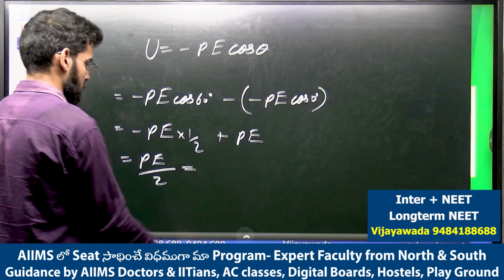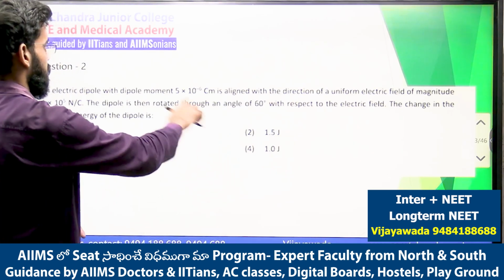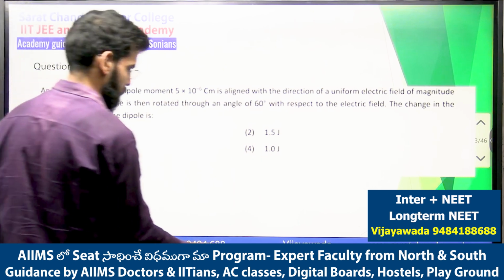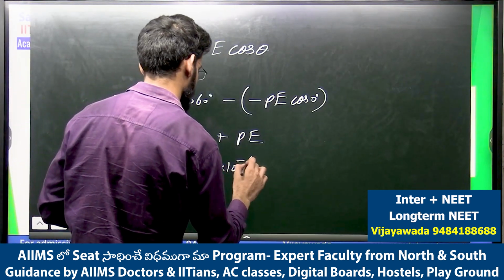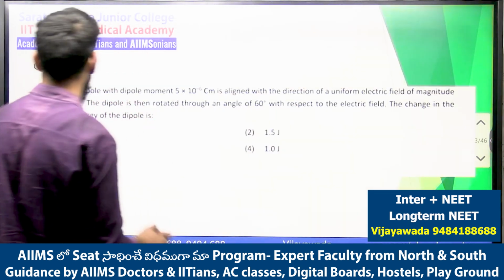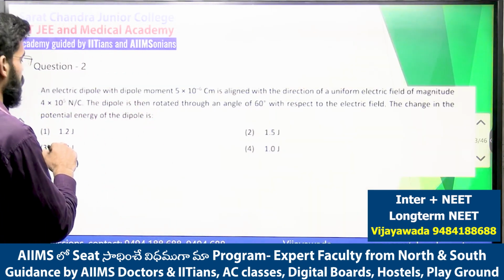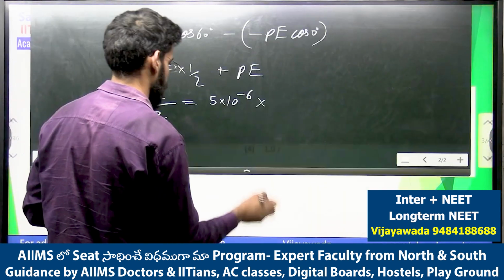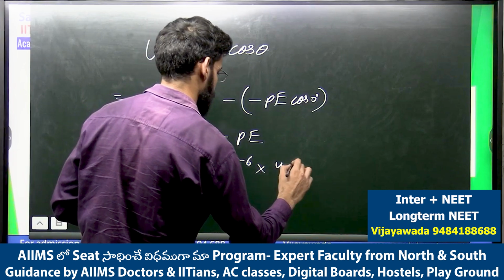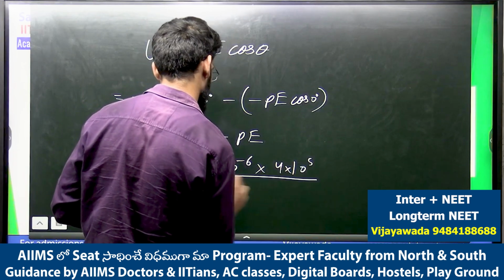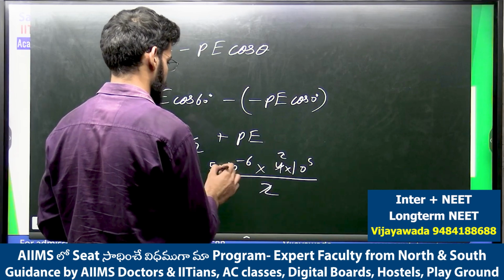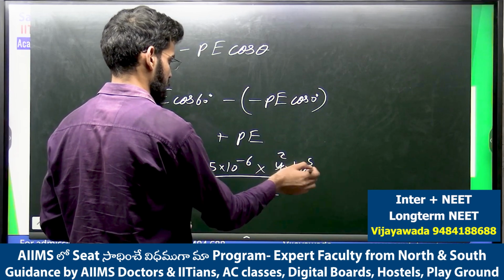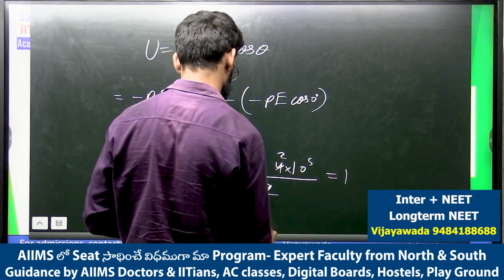Put in the values. The value of P is given as 5 into 10 to the power minus 6, multiplied by E. The electric field value is 4 into 10 to the power 5, divided by 2. So how much does this come to? 4 by 2 is 2, 2 into 5 is 10, and 10 to the power minus 6 times 10 to the power 5 is 10 to the power minus 1.